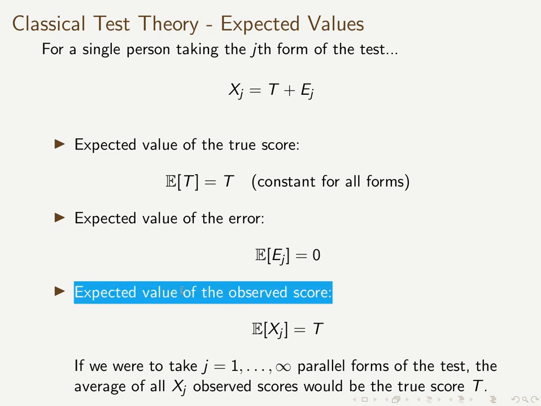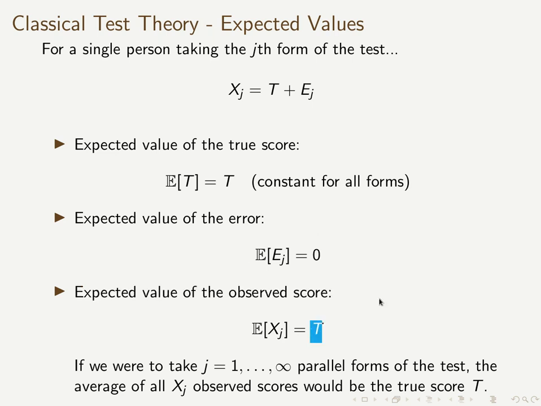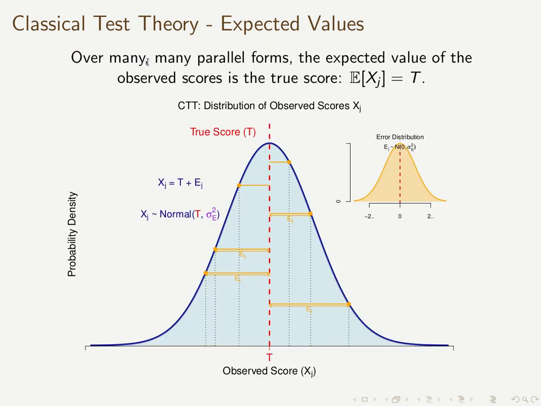And as such, the expected value of the observed scores over many different parallel forms is expected to converge to the true score of that participant. So that's the idea that we have here. Over many different parallel forms, if we keep collecting observations, if we keep collecting scores, the average of all those scores that we collect is expected to correspond to the true score, which is the mean of this distribution for the observed scores.